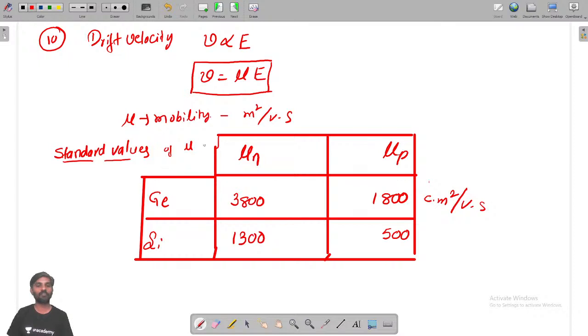And the standard values of mobility. So these you need to remember. Every time I am telling you, you need to remember this.